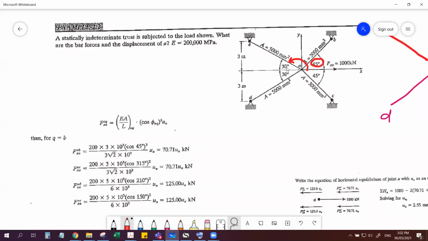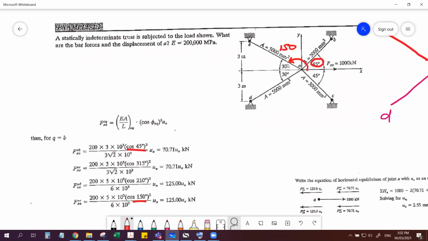So 180 minus, I'm sorry, it pertains to AE. Where is AE? This one, AE, 150. Sorry, this is 150. Okay, so this is 150. Okay, for cosine 45, we're done with this.